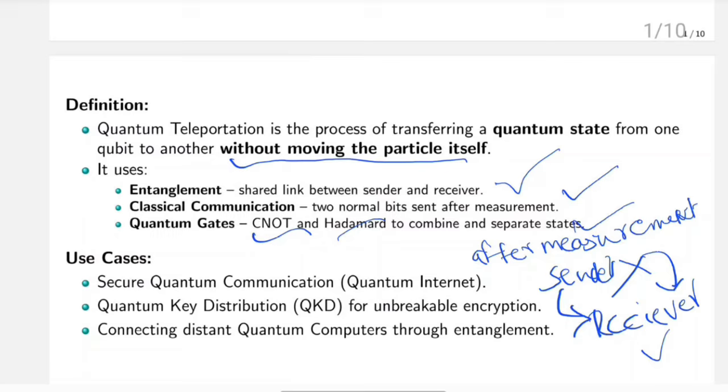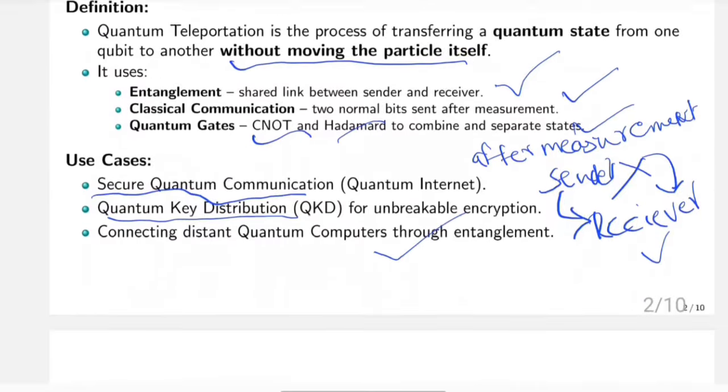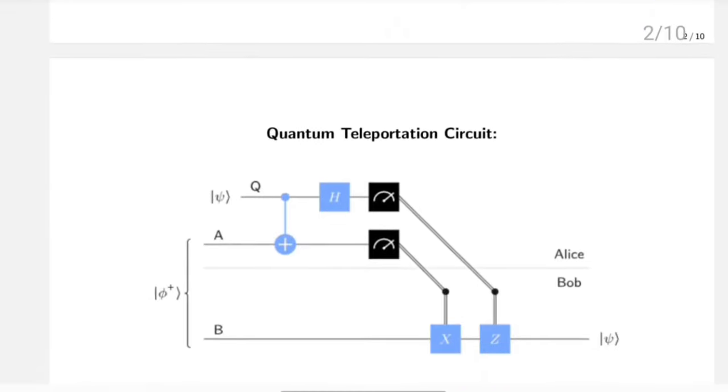The main uses are in secure quantum communication, and that is what forms the basis of the quantum internet. It is also used in quantum key distribution, which provides unbreakable encryption, and for distant quantum computers using entanglement, we will be using quantum teleportation. Now moving on to the quantum teleportation circuit.